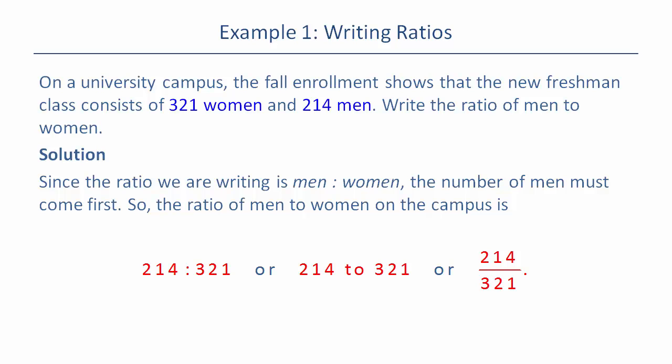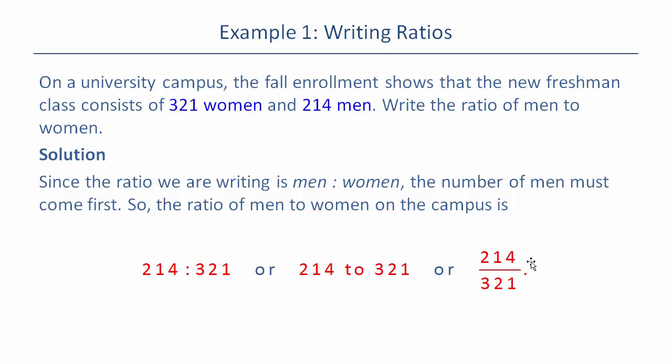Simple examples, right? If they tell us that certain enrollment was 321 women to 214 men. If we want to write that ratio of men to women, then we have to put the number for men first, right? Men to women. If we were doing women to men, we would just switch places and have 321 to 214. And then you could write it all three ways.